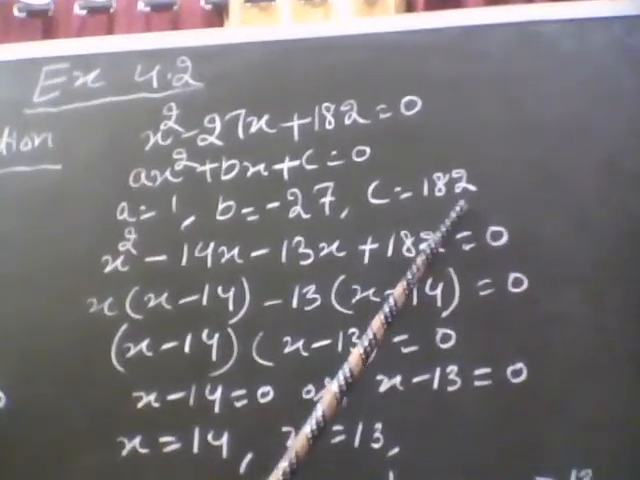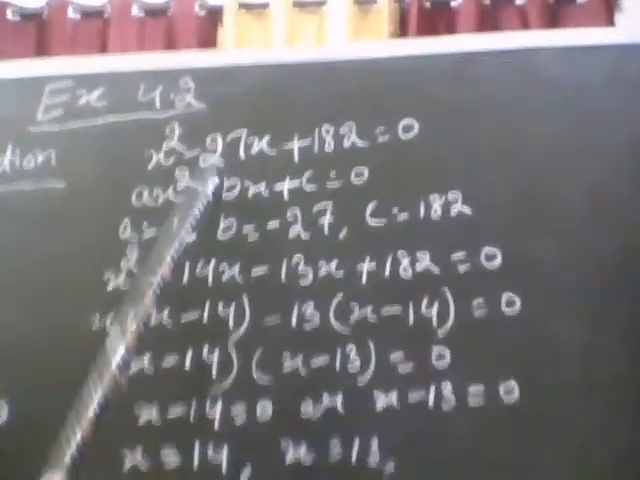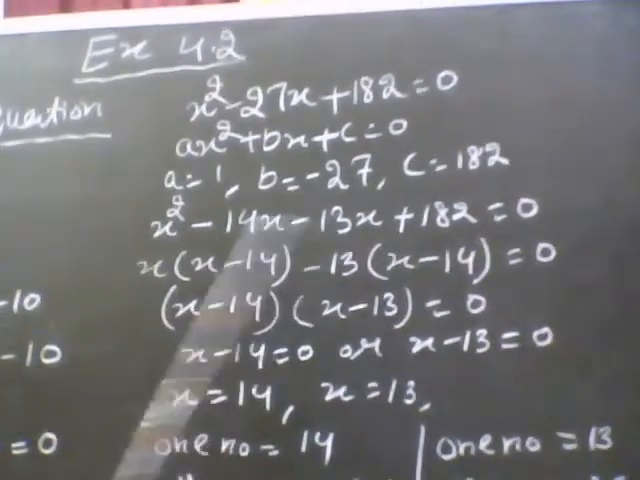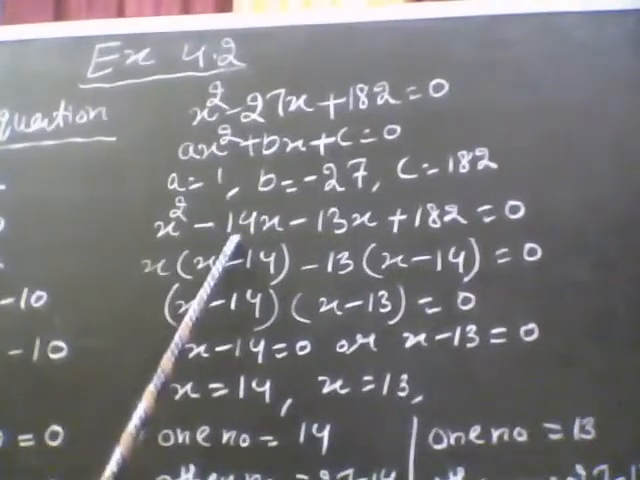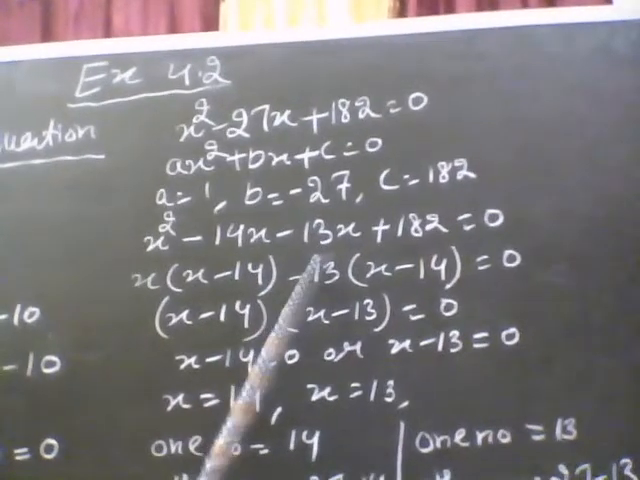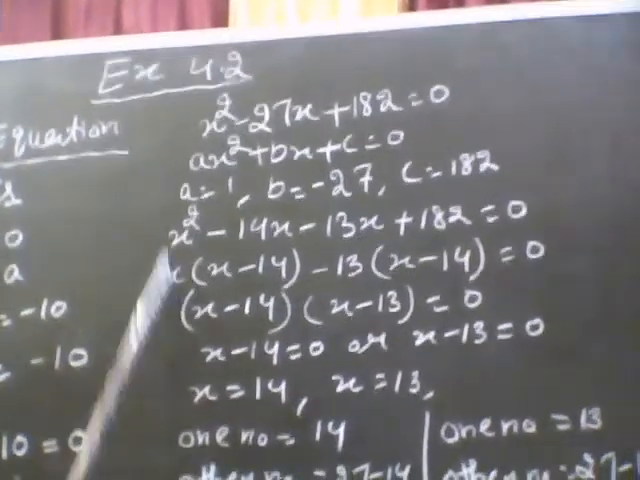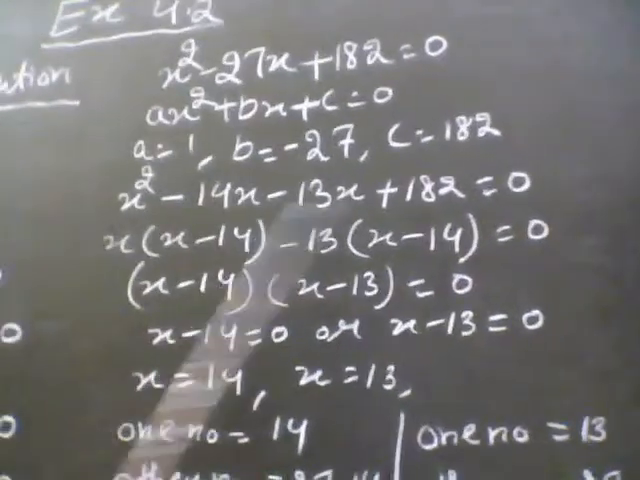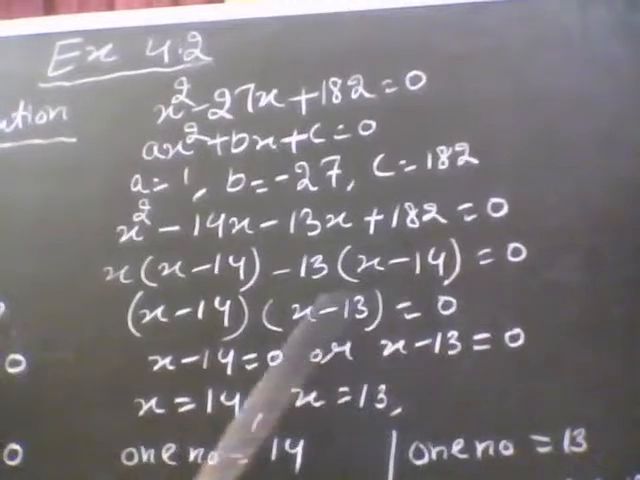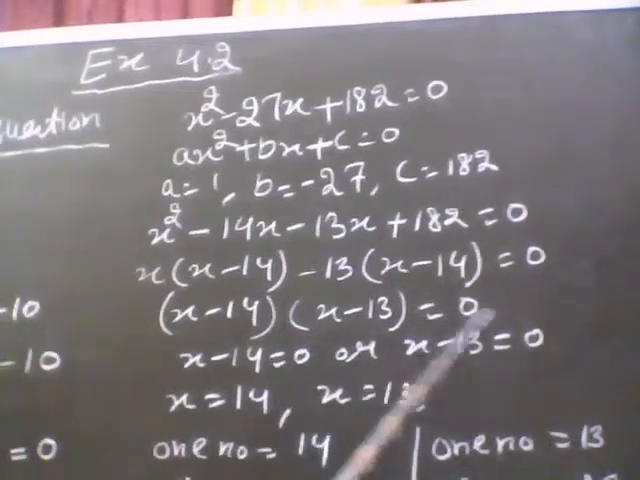and c is equal to 182. Now we have to split the 27 into two parts whose addition is 27 and by multiplying we'll get 182. So the numbers are 14 and 13. So we'll write x square minus 14x minus 13x plus 182 equal to 0. Now from these two terms, x is the common, we'll get x minus 14. Now from these two, minus 13 is common, then we'll get x minus 14 equal to 0. Now from these, x minus 14 is common and here x minus 13 equal to 0.